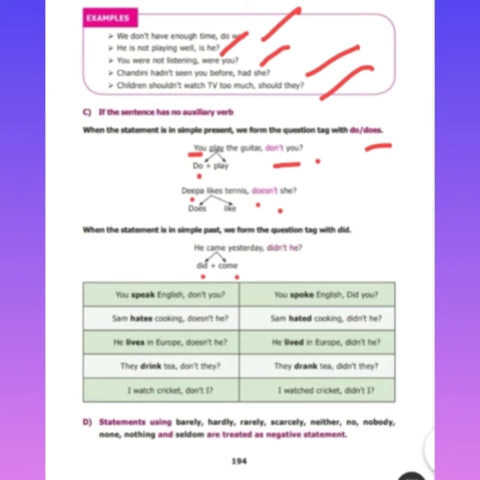Here are some examples given for you. Just give it a glance. These are sentences with a simple present tense, and these are sentences with a simple past tense.